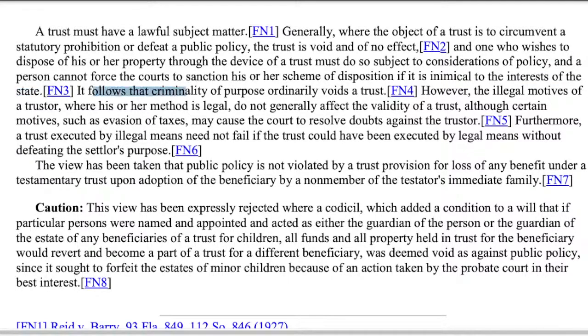So, it follows that the criminality of purpose ordinarily voids a trust. However, the illegal motives of a trustor, where his or her method is legal, do not generally affect the validity of a trust, although certain motives, such as evasion of taxes, may cause the court to resolve doubts against the trustor. Furthermore, a trust executed by illegal means need not fail if the trust could have been executed by legal means without defeating the settlor's purpose. And remember, we would establish purpose according to what we read in the last chapter or section.